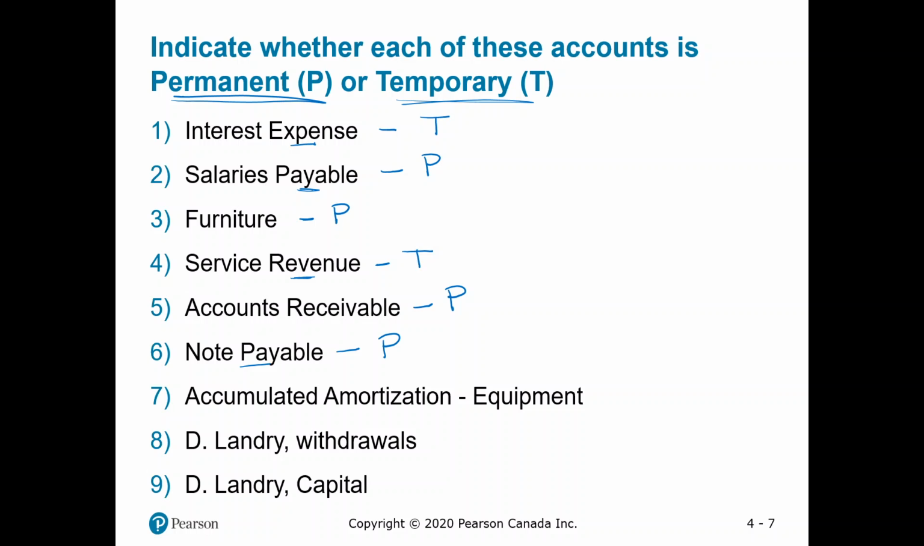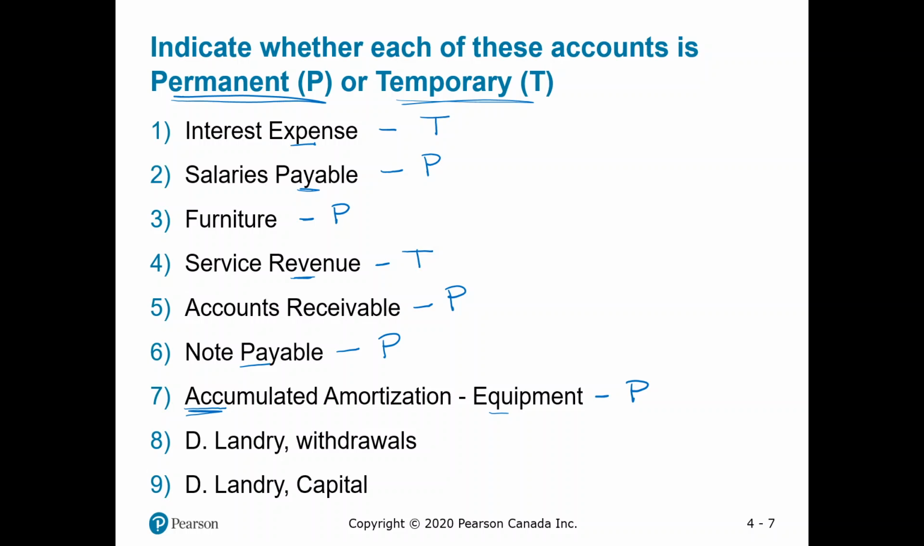Accumulated amortization. So remember that the accumulated amortization of equipment, that's the contra asset account. So it sits with the equipment account and it is shown on the balance sheet to decrease the value in equipment. So this is also a permanent account. Amortization expense, if we had that, that would be an expense account, so it would be closed. But this is that accumulated balance that continues on year over year.